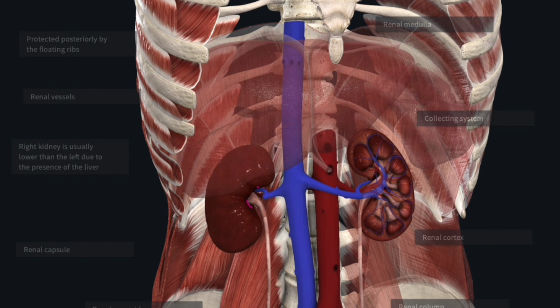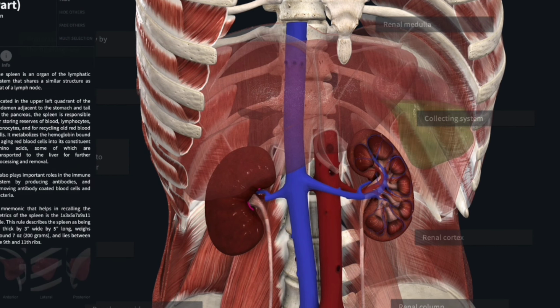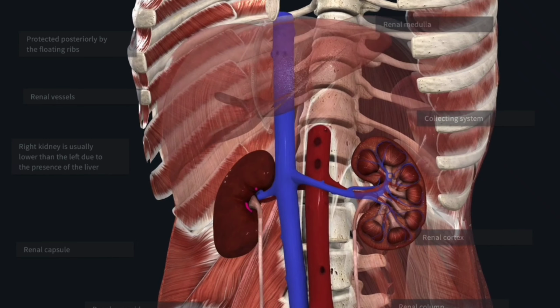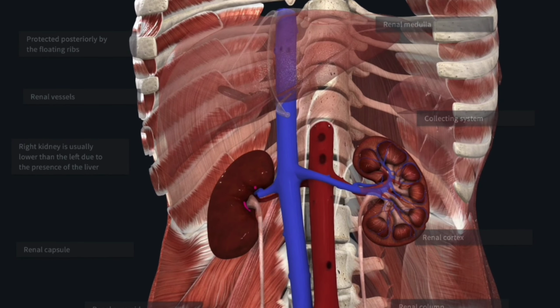Now, the left kidney is going to be in close proximity to the spleen. However, the spleen is a much smaller organ than the liver in a healthy individual, and thus does not displace the kidney on the left side as much.